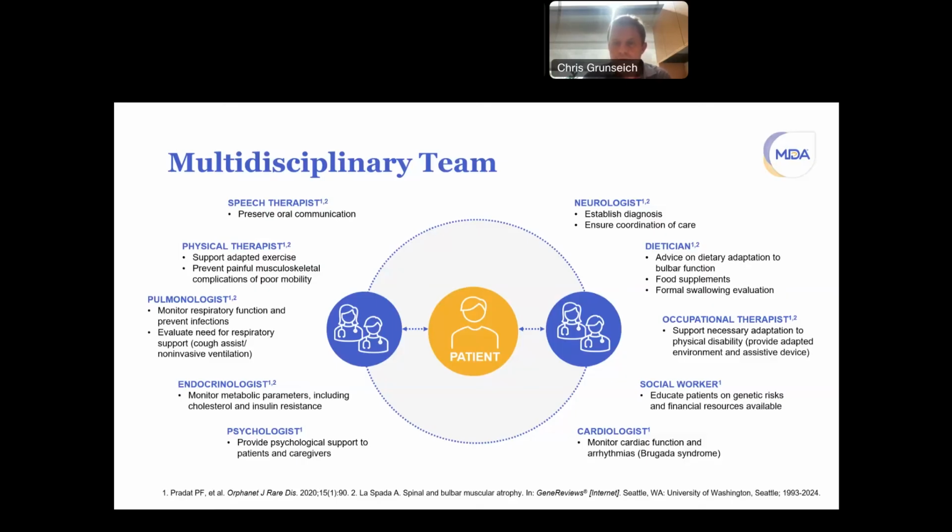Social workers can be very useful to identify the resources that are available financially and to identify how patients can maximize the benefits that are due to them when they're diagnosed with this disease. And a cardiologist, again, for monitoring for arrhythmias. Again, I want to say that we don't detect that frequently in SBMA, but it is important to be aware of this potential complication. Next slide.